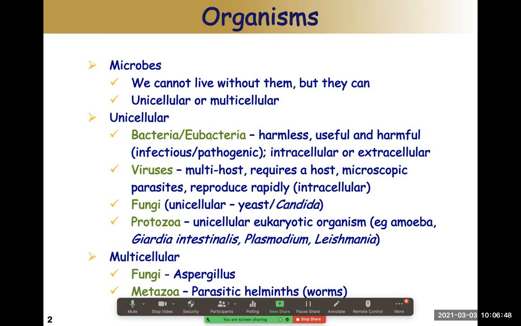And then the viruses that require hosts, the fungi, the unicellular fungi being your yeast or candida. And then of course the unicellular eukaryotic organisms such as amoeba, giardia, and plasmodium and leishmania species. The multicellular organisms that cause diseases that we're interested in are fungi and metazoa. A metazoa example is your parasitic helminths or worms. So we're literally going to run through this whole thing in an hour and a half.